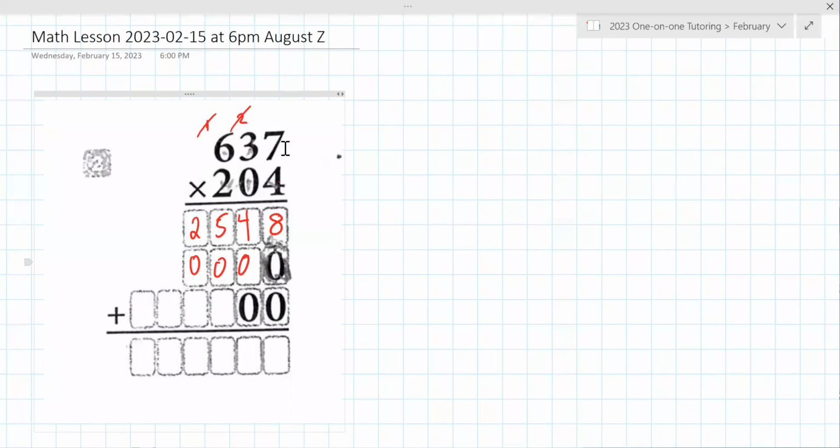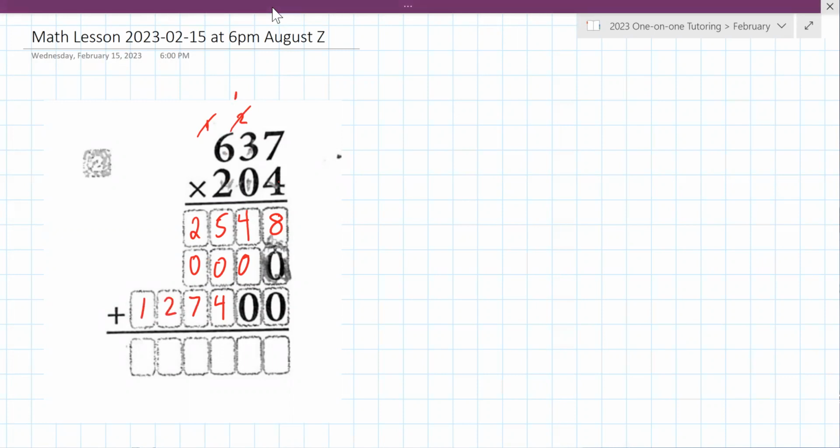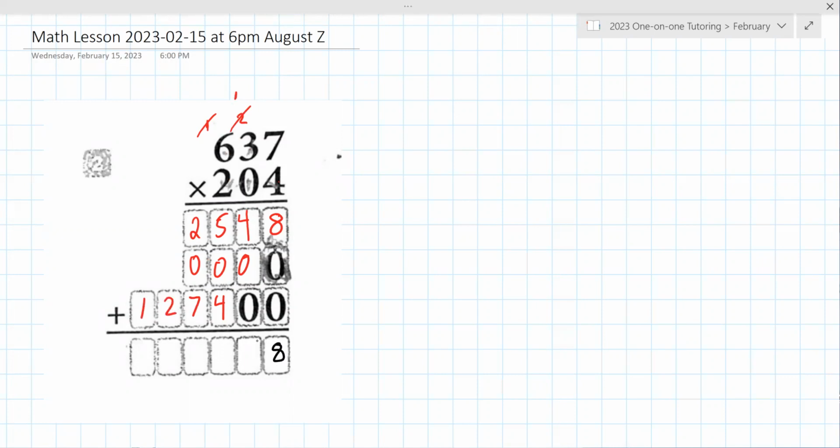That's why they're there. So 2 times 7 is 14, 4 with a carry of 1. And then it's always 2 times the top number, so 6, carry of 1 is 7. 2 times 6 is 12. And then you're going to add these up vertically. And when you add them up, there could be carries. This one has not had any thus far.